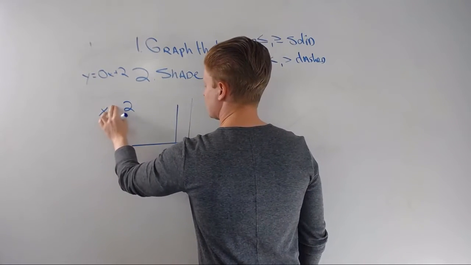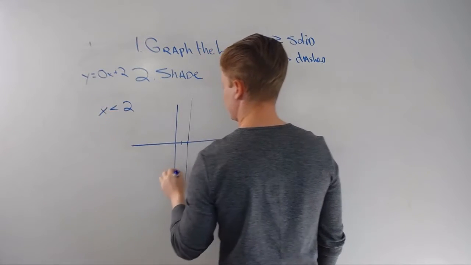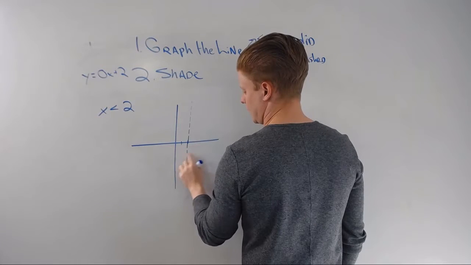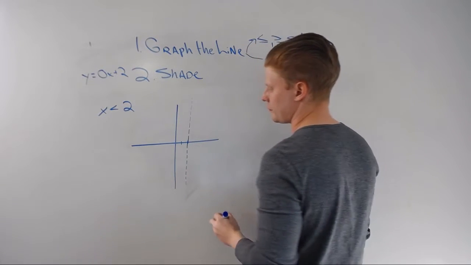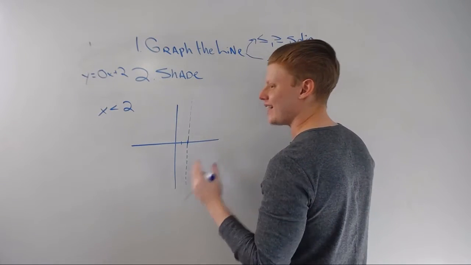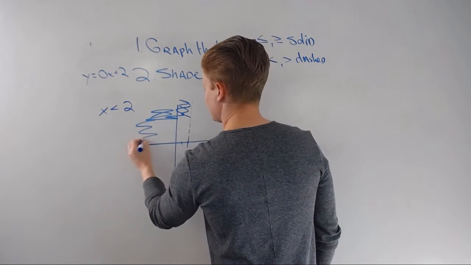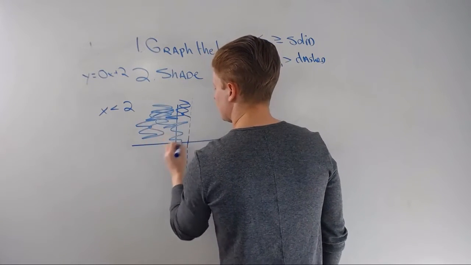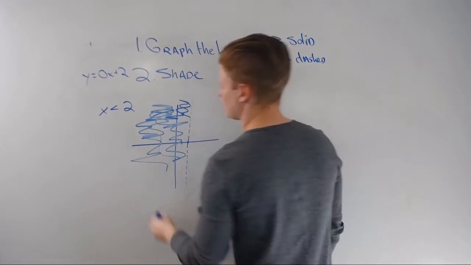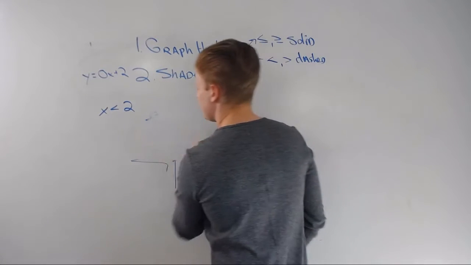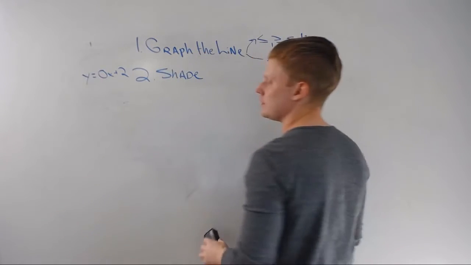Now, if I want to change this into an inequality, let's say x is less than 2. Well, first I got to dash my line, right? And when is x less than this? Well, it's over here. X is less than on this side. So I'll shade all this in, and that's my solution set. Okay. Now, let's hop into this ACT problem.